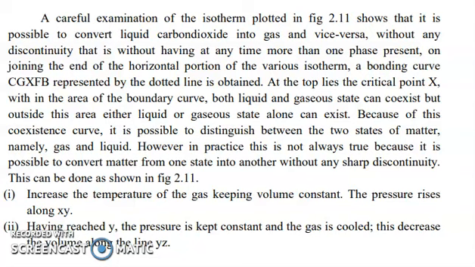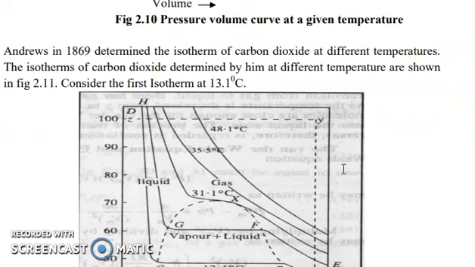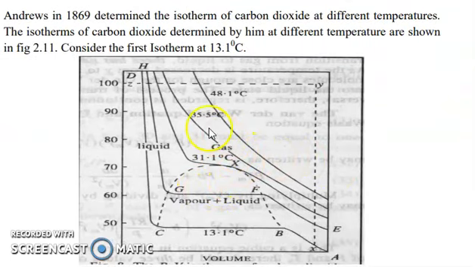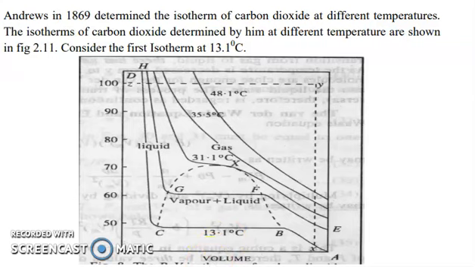Today in this video, I am going to talk on continuity of a state. What does it mean, continuity of a state? A careful examination of the isotherm plotted in figure 2.11. I am going to show you. This is the figure 2.11. You can see this is a graph of pressure volume isotherm of carbon dioxide.